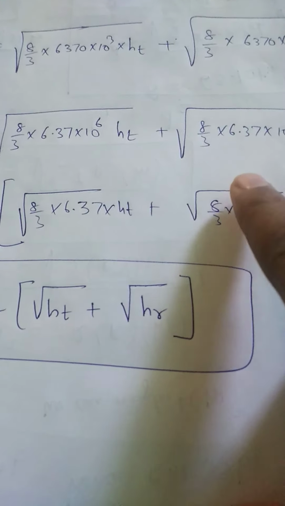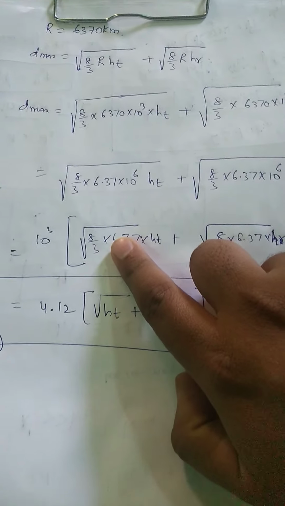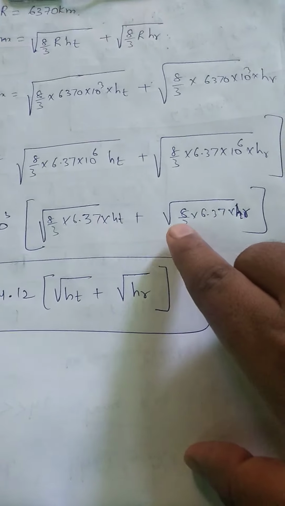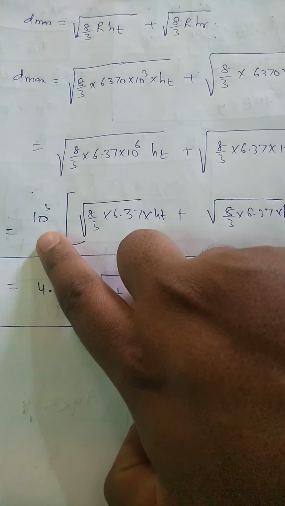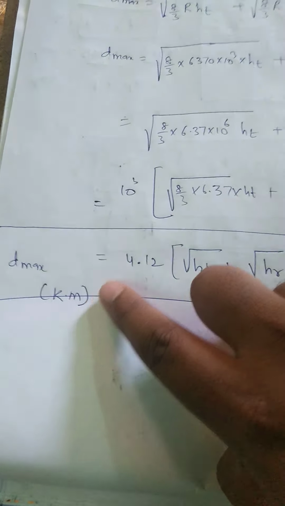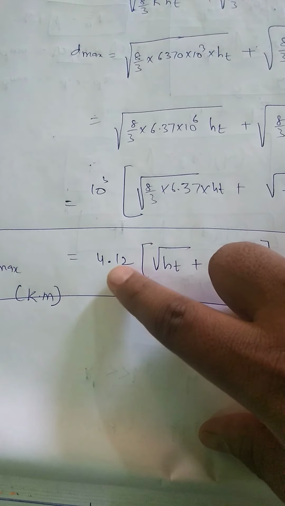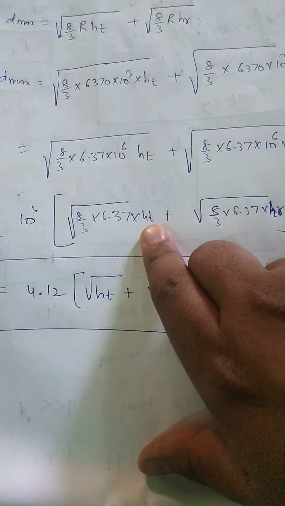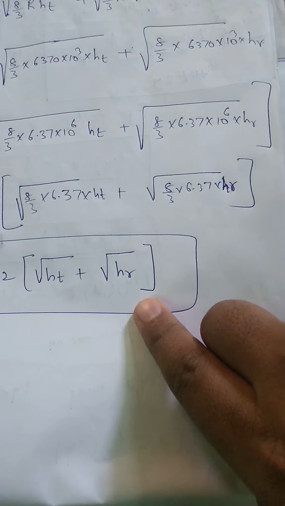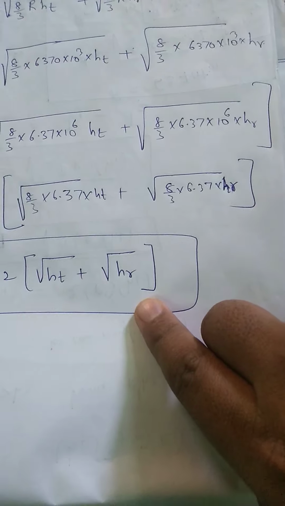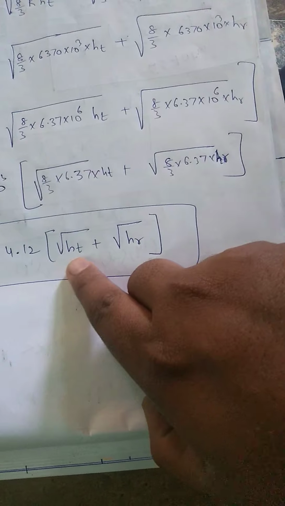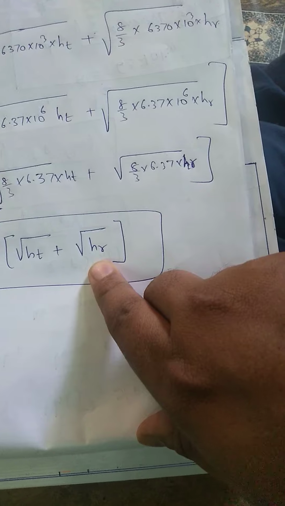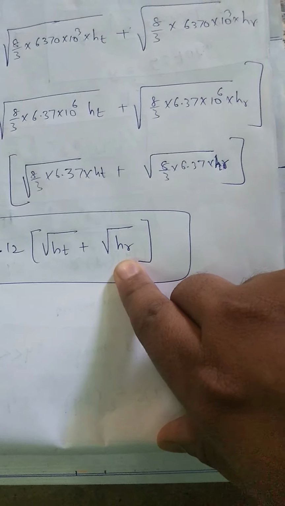Out of these two, 10 power 6, if you write the root, this value outside the root becomes 10 power 3. 8 by 3 into 6.37, 8 by 3 into 6.37. What is 10 power 3? It is 1 kilometer. So we are writing d max in kilometer. 8 by 3 into 6.37 under the root is nothing but 4.12, into what is left inside the root, your transmitter height plus your receiver height. So d max can be written as 4.12 times root of the height of the transmitter plus root of the height of the receiver. So this is the line of sight distance expression in terms of kilometer.